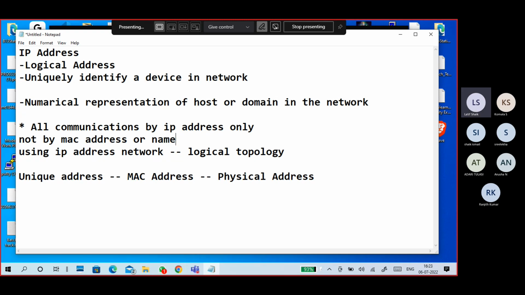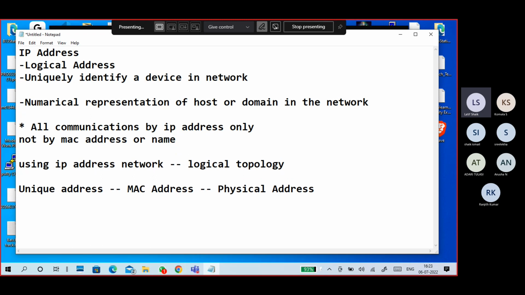We are using URLs because we remember names, right? For example, you remember your friend's name, but you cannot remember your friend's phone number, right? So that's why we are using names, but originally we are communicating with numbers only. Okay, so that is what an IP address is.